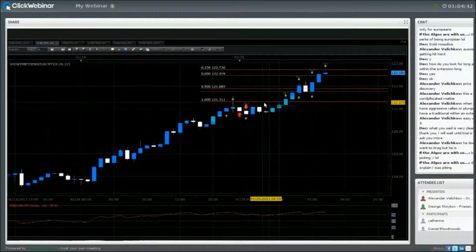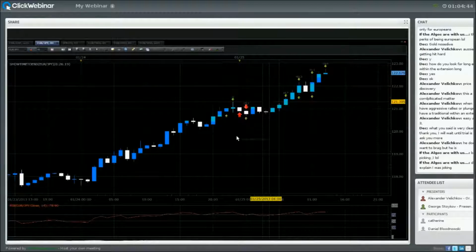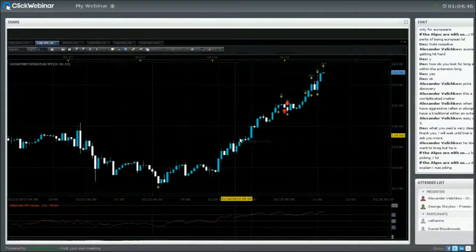This is not bottom picking because we had a very valid long entry. I'm going to cover this now.